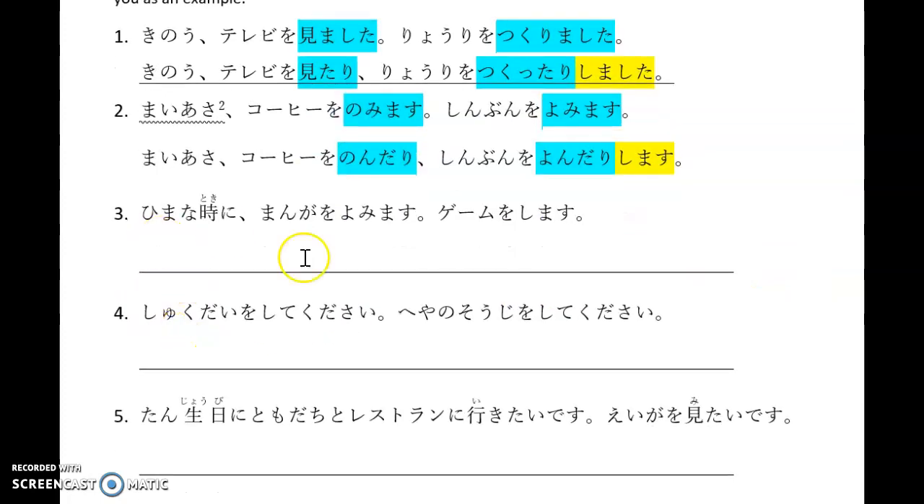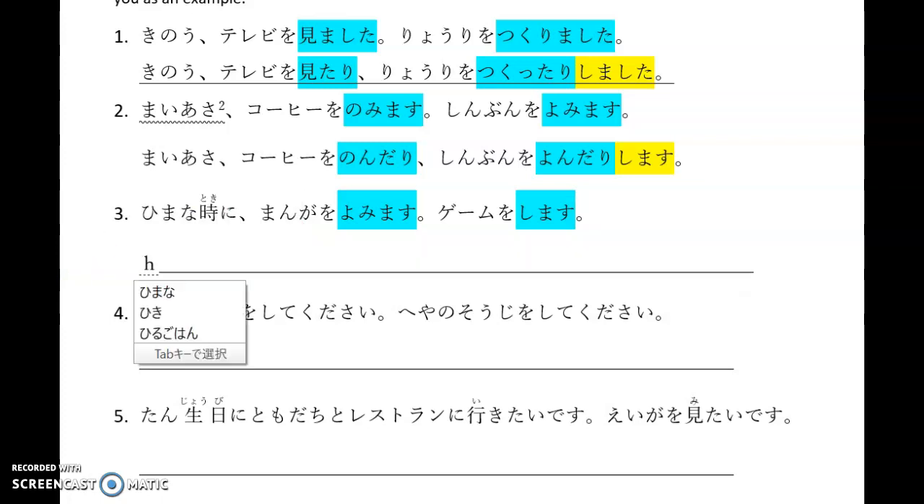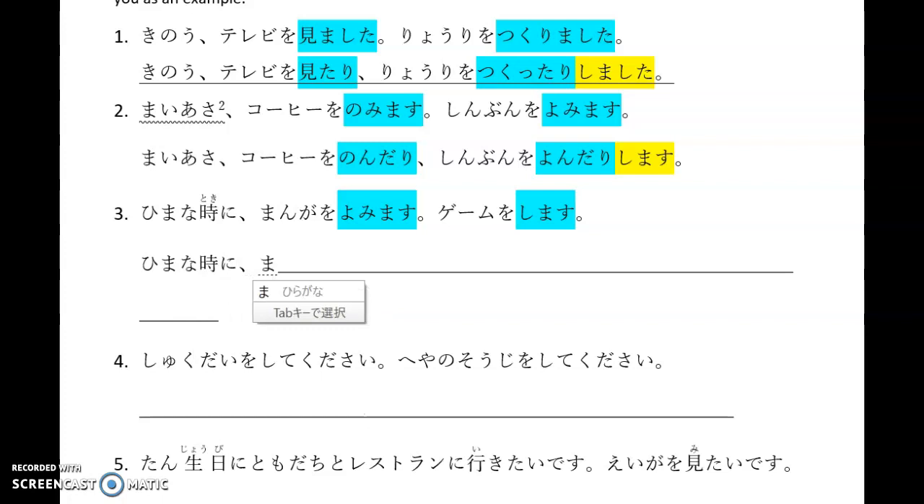Alright, number 3. 暇な時に in my free time 漫画を読みます。ゲームをします。So in my free time, I read manga and play games and so on and so forth. Okay, how do we achieve that? Using the tari form. So once again, identify the verb 読みます and します. And we know that 暇な時に, let me do this, 暇な時に漫画を読んで and change it to the tari form. It becomes 読んだり.